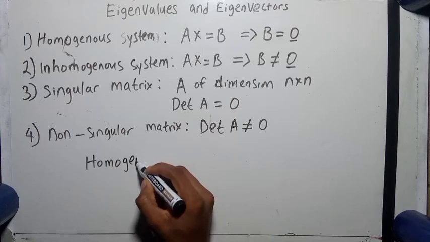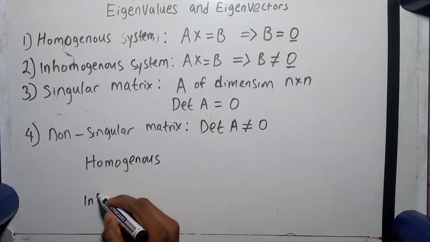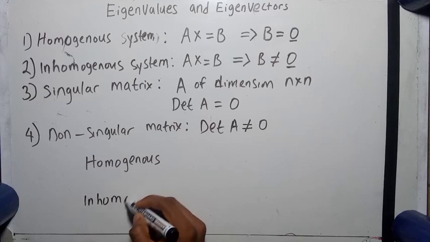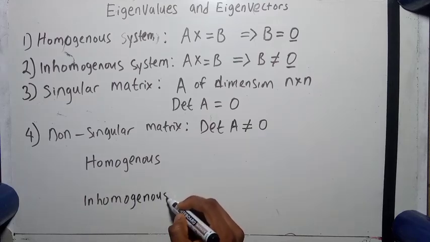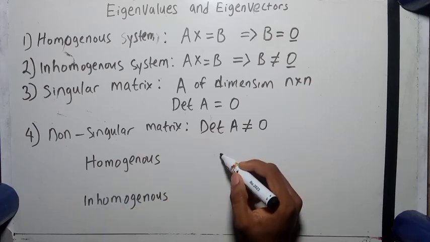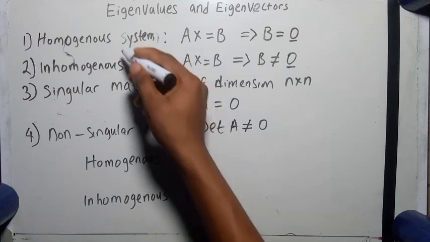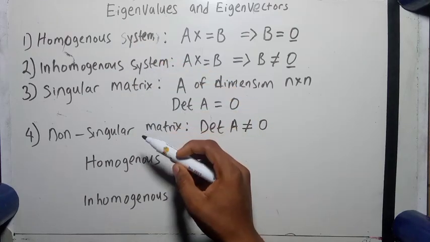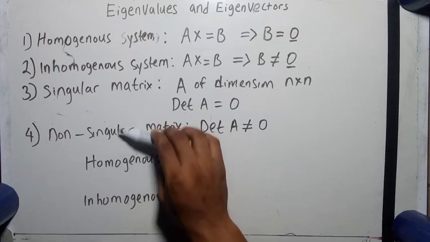Now, these four terminologies: this is your homogeneous. A system can be homogeneous or inhomogeneous. There are four possibilities of combination. These two can't be in the same system. A system cannot be homogeneous and at the same time inhomogeneous. Neither can a matrix be singular and at the same time non-singular. So it's either this.